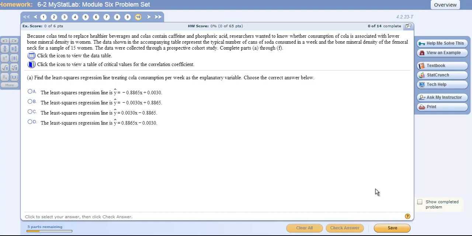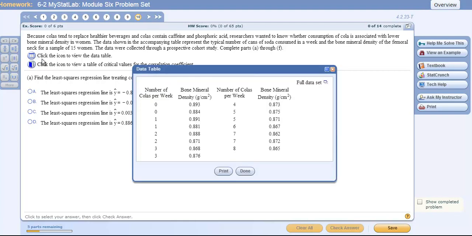Here we have colas. A researcher wants to see if the bad stuff in colas, the caffeine and phosphoric acid, decrease bone mineral density in women. So in the study, they have these results inside this data table, and they're asking to find the least squares regression line for treating cola consumption per week as the explanatory variable. So the number of colas they take per week explains their bone mineral density.